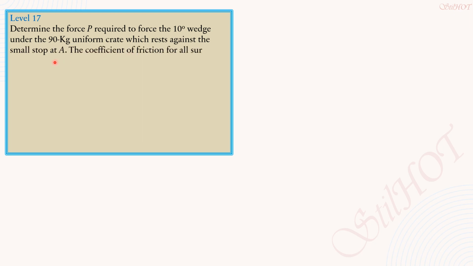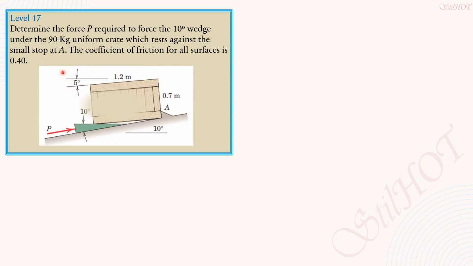Level 17. Determine the force P required to force the 10-degree wedge under the 90-kilogram uniform crate which rests against the small stop at A. The coefficient of friction for all surfaces is 0.4. So here is the given figure.